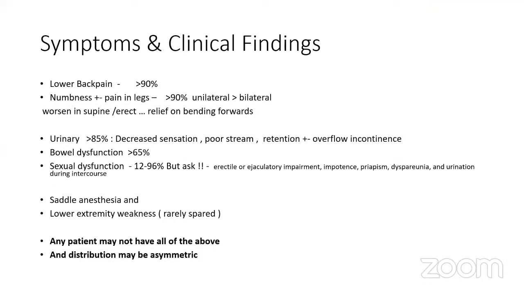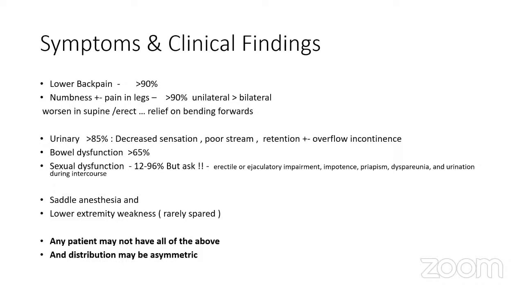Okay. So now we go on to the symptoms and clinical findings. I have already discussed the symptoms as a part of the definition. However, let's look at how common each one is. So low back pain or pain in the legs, that is often described as a sciatica type pain, is described in more than 90% of the patients. This pain in the legs is worse in supine or erect position and is relieved by flexing the spine forwards.